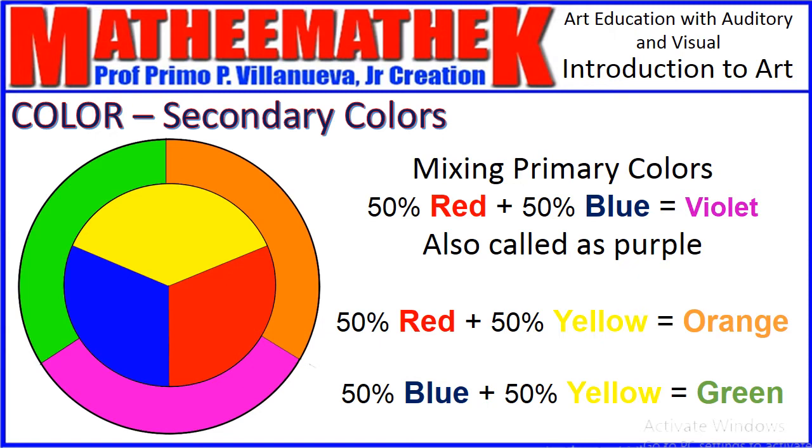Mixing equally in pairs will yield another set of colors called secondary colors. When you mix a pint of red paint to a pint of blue paint, that will yield 2 pints of violet paint, sometimes called purple. Is there difference between the two?